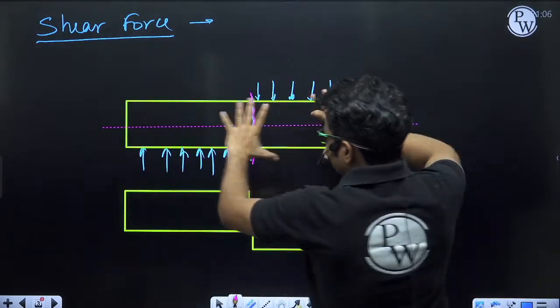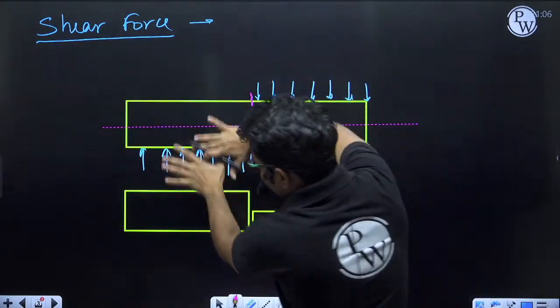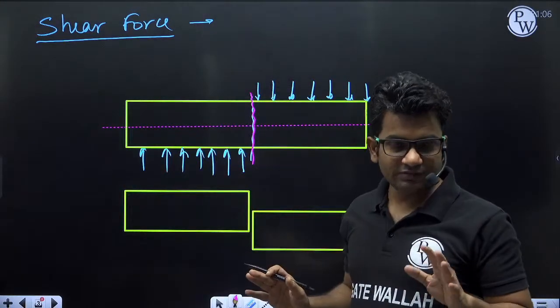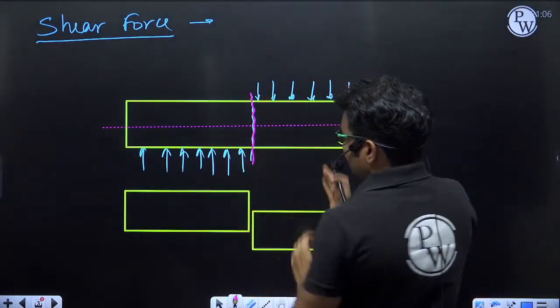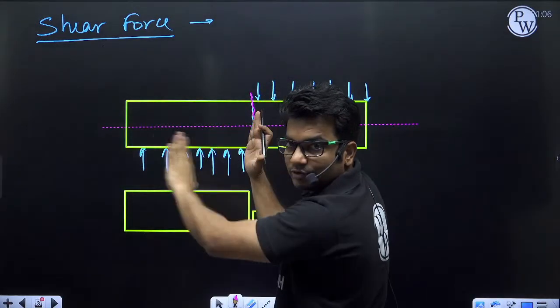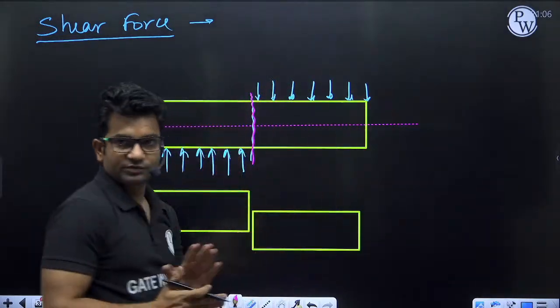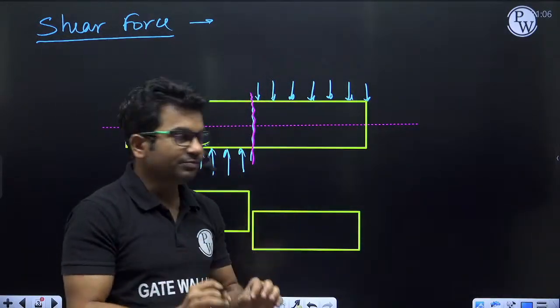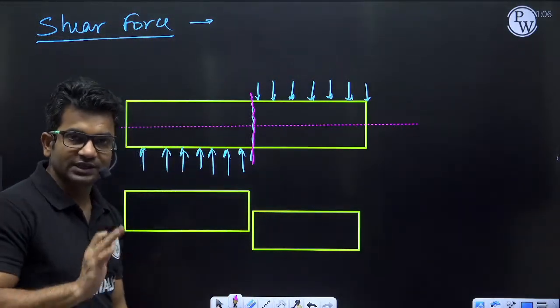When this body is in equilibrium and I do summation of all the forces, the downward forces will be equal to the upward forces, and the net summation will be 0. So if I want to calculate shear force on this section, I will have to do summation of all the transverse forces either to the left side of the section or to the right side of the section. That will give me the magnitude of shear force. So that is how to calculate the magnitude of shear force. Is it correct? Any problem in that?